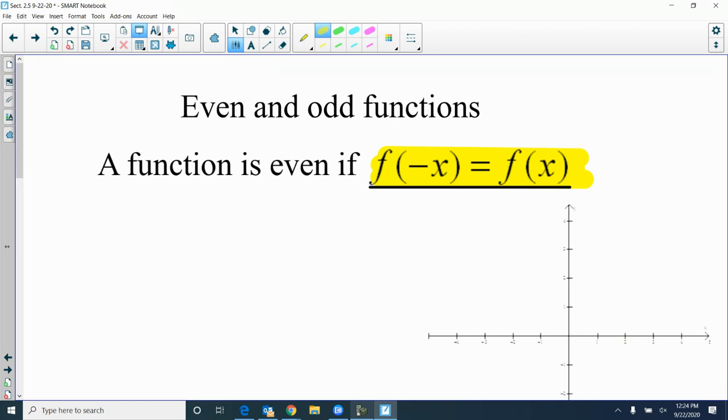Now here's what's going on for an even function. If I plug in 2 and get back 12, if I plug in negative 2, I get back the same answer. If I plug in 4 and get back negative 6, I plug in negative 4, I get back negative 6. You've got to get the same y value for opposite x values. So that is what this means here. F of negative x equals f of x. Okay? Gives me the same answer.